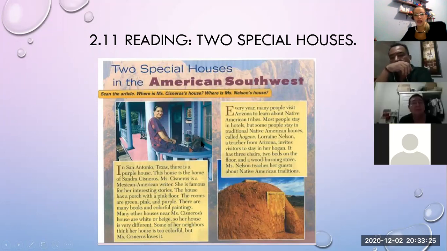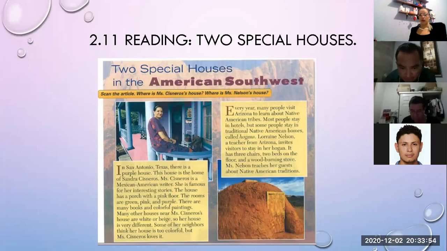Okay, this reading, you're going to find it in lesson 2.11, and it's about two special houses. Esto es lo último que tienen en la platform, en cuanto a lo que son las casas y todo eso. So, esto es lo último en la sección 2. Entonces, no sé si tienen alguna pregunta con el vocabulario de estas lecturas. No questions?